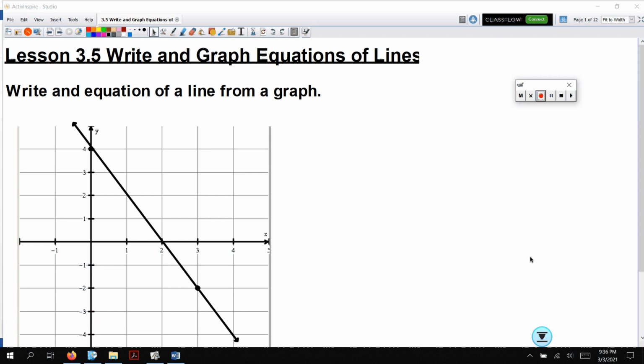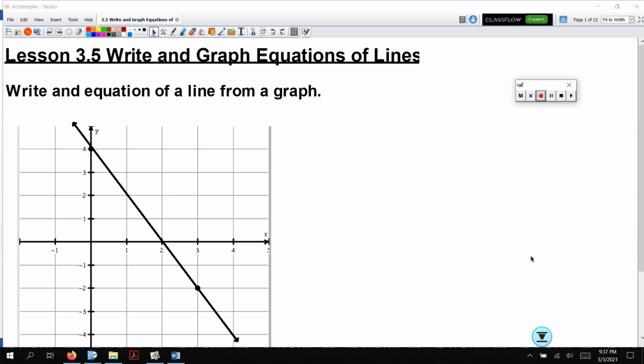All right, today we're talking about lesson 3.5, write and graph linear equations, or equations of lines. This is like a review from Algebra 1, but it could have been a minute since you had that, so let us recap what that means. And this is the last lesson for Chapter 3, so here we go.